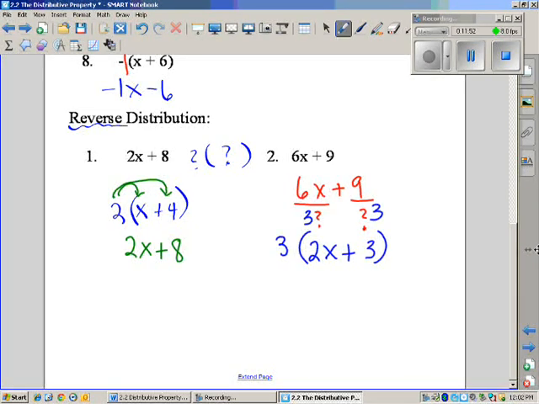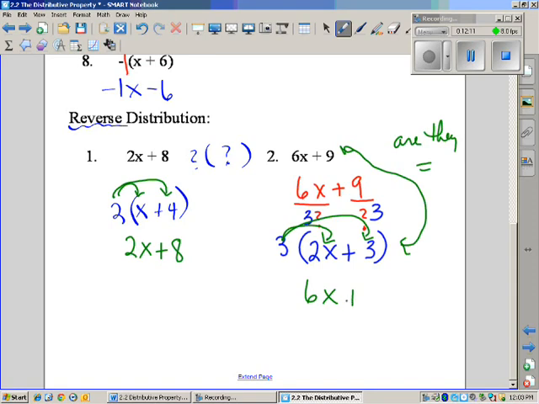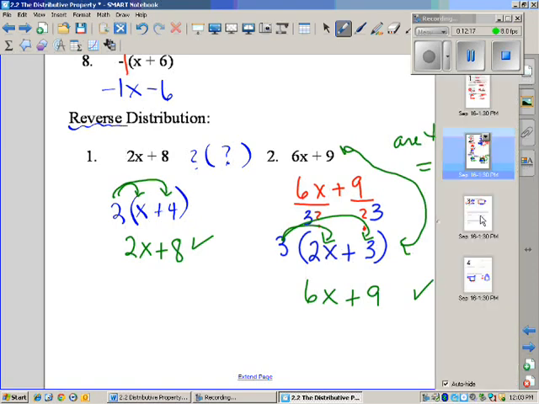Now I have a distribution problem. I need to figure out if I've done it correctly. Are these 2 guys, this guy and this guy, are they equivalent? Are they equal? Well, let's distribute. 3 times 2x is 6x. 3 times positive 3 is positive 9. And yes, that's what I started with. So are you getting the hang of reverse distribution, I hope?